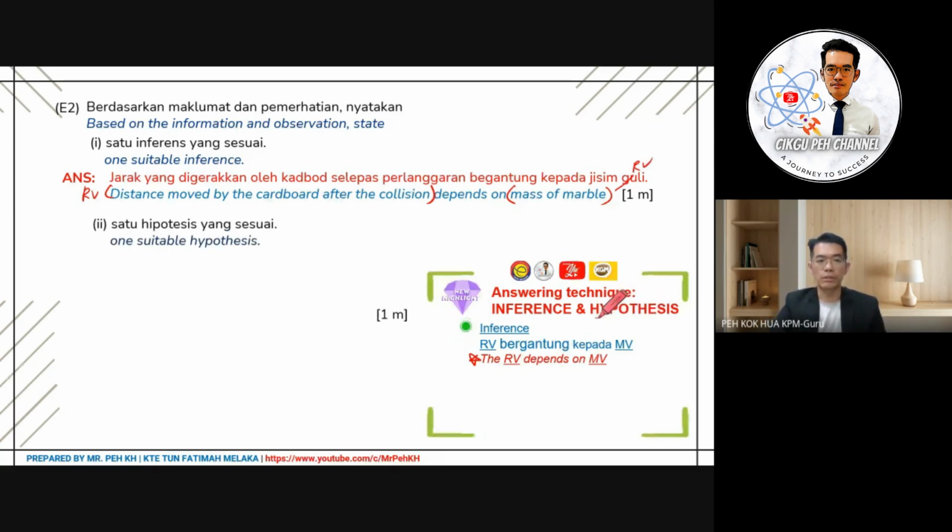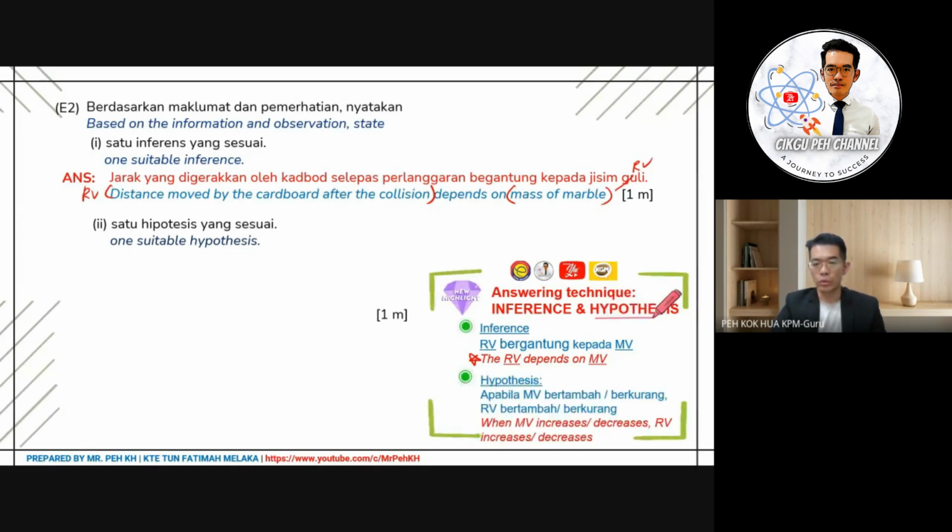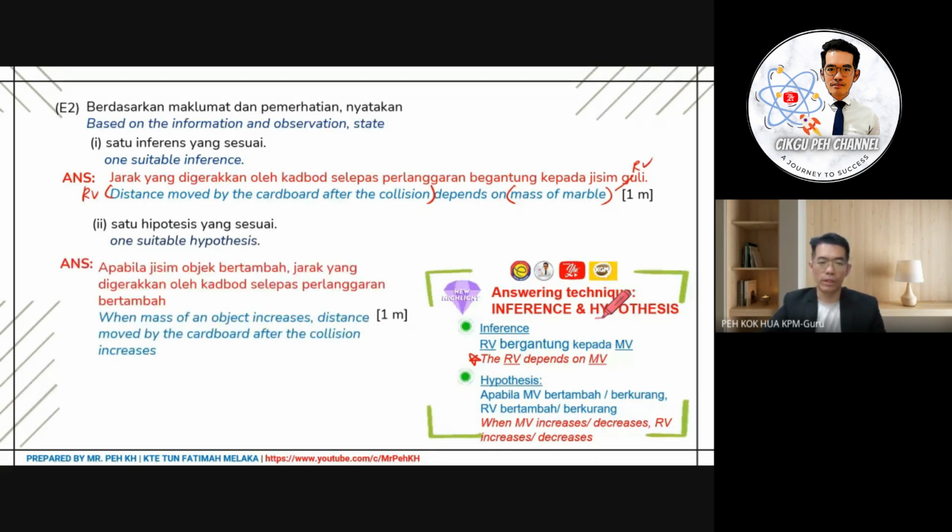Okay, then the next will be a suitable hypothesis. So what is a suitable hypothesis? You can use: when MV increases or decreases, your RV will increase or decrease. So the suggested answer: when the mass of the object increases, the distance moved by the cardboard after collection increases. Okay, so this is the way we give the hypothesis.